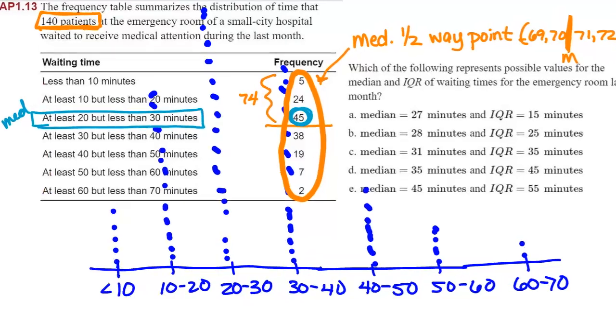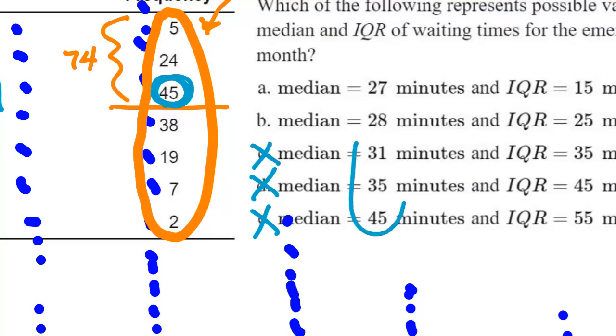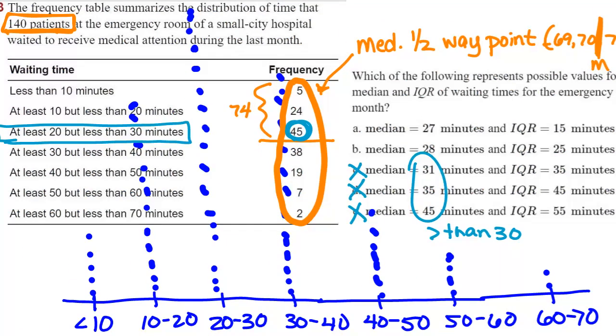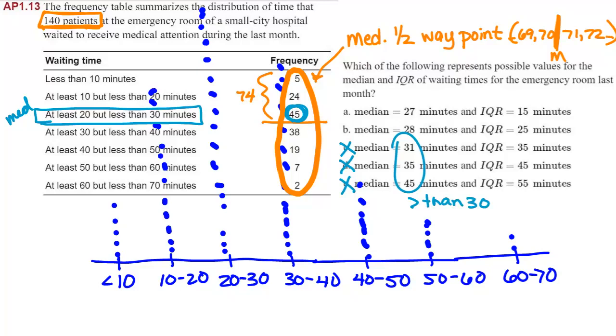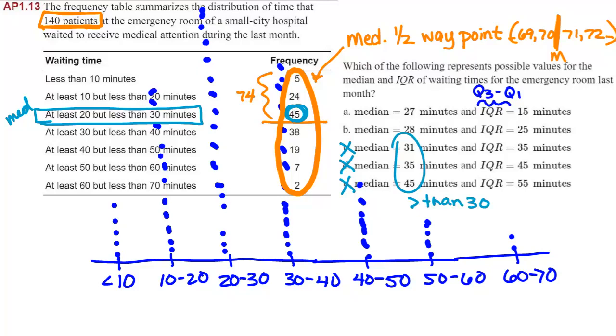So let's look over here. At least 20, but less than 30. Less than 30. These are all more than 30. So I've got it narrowed down to choices A and B, and now I need to find my IQR. To find IQR, we do Q3 minus Q1. So I'm going to find that really similar to how I estimated where the median was.